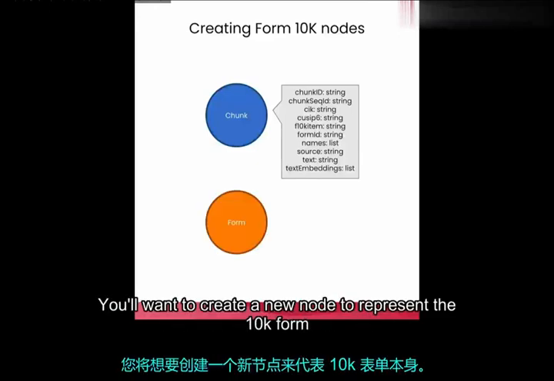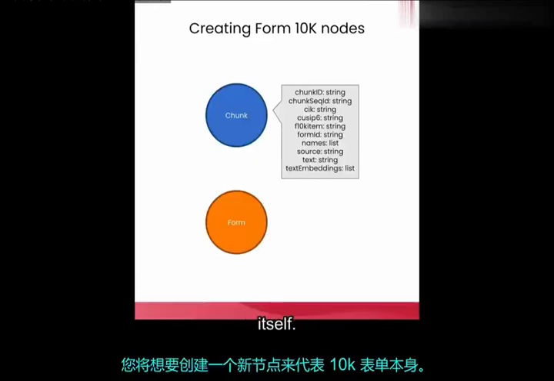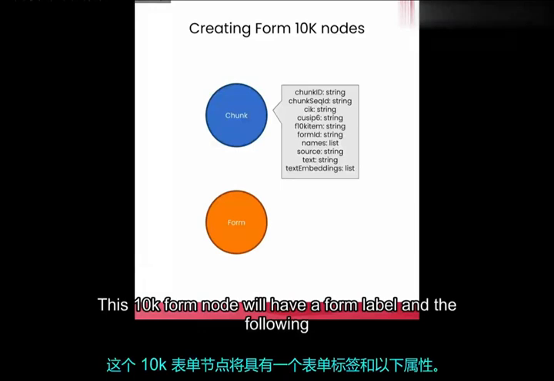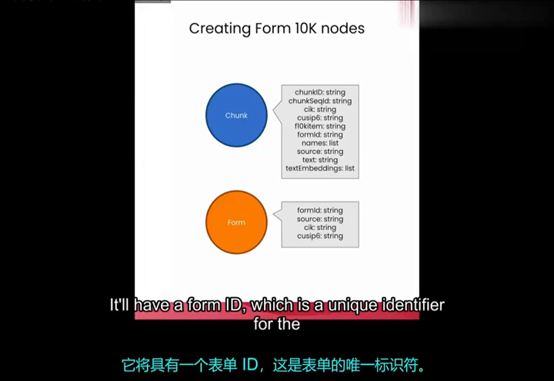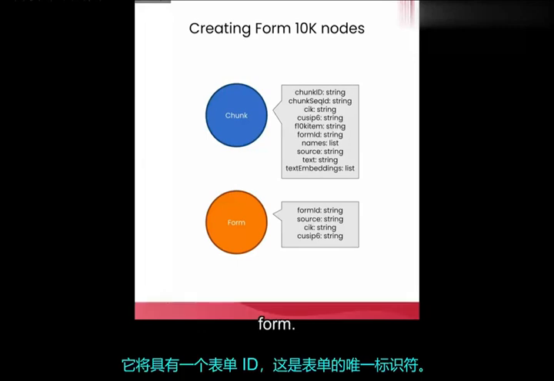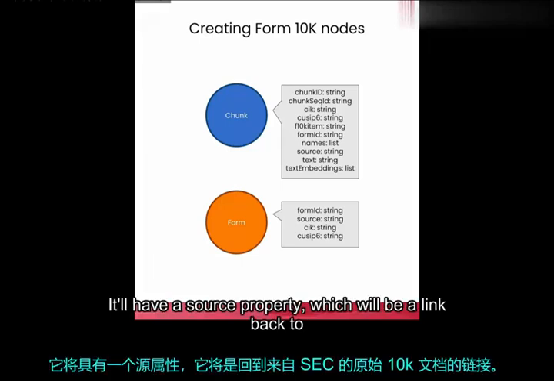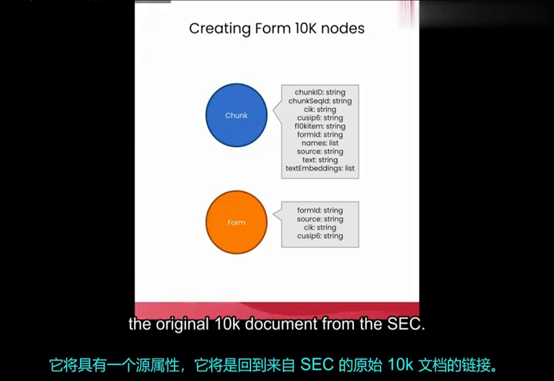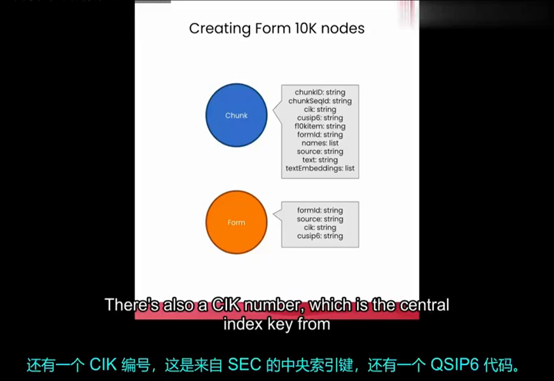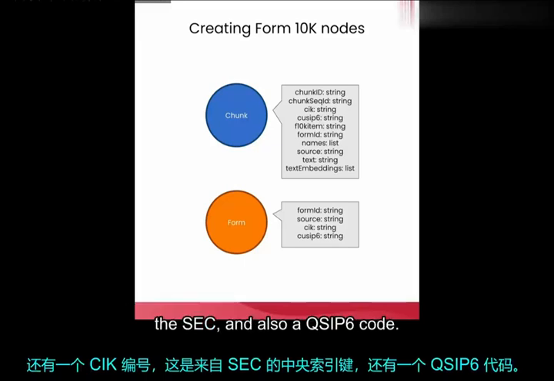You already have chunk nodes. You'll want to create a new node to represent the 10-K form itself. This 10-K form node will have a Form label and the following properties. It'll have a form ID, which is a unique identifier for the form. It'll have a source property, which will be a link back to the original 10-K document from the SEC.